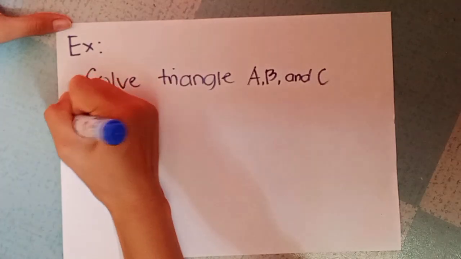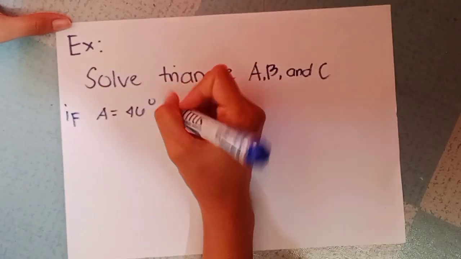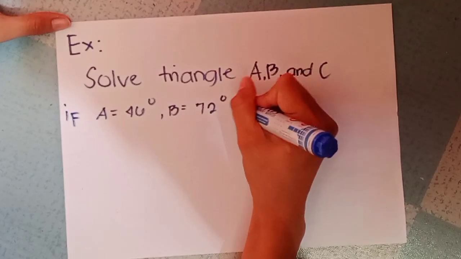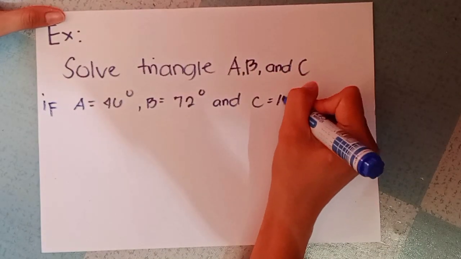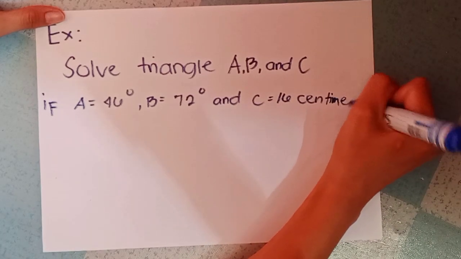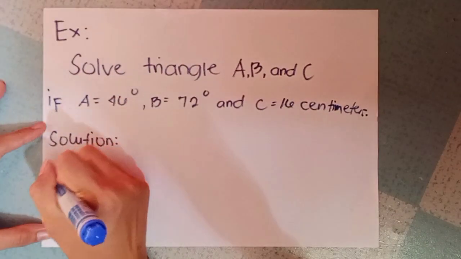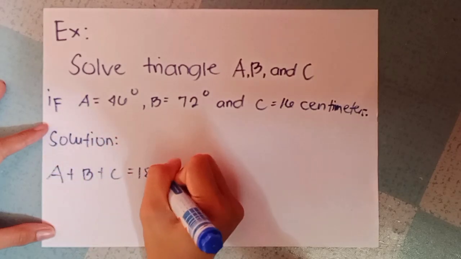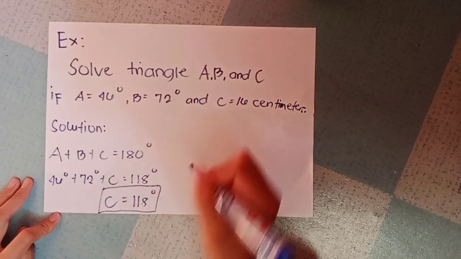Example: solve triangle ABC if A equals 46 degrees, B equals 72 degrees, and side c is equal to 16 centimeters. We have here a solution. Remember that A plus B plus C equals 180 degrees. Substitute the values of A and B, then we can get the value of C.